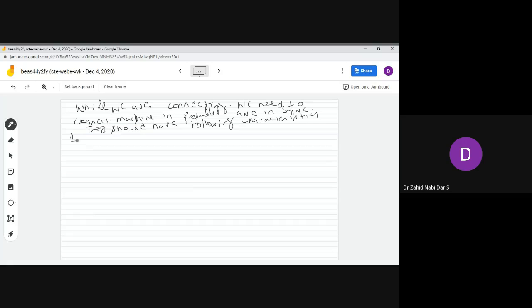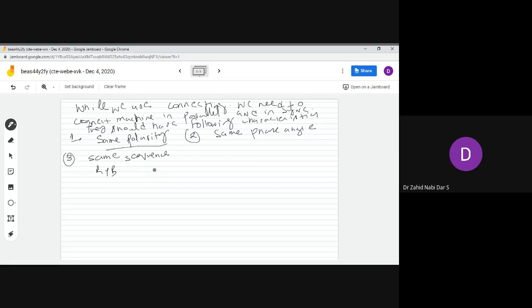Number one, the machines should have the same polarity. Okay, this is very essential. Then they should have the same phase angle. Third, the machine should have the same sequence. If it's a three phase machine, sequence means RYB, so that sequence they have to follow. One machine cannot be in another.